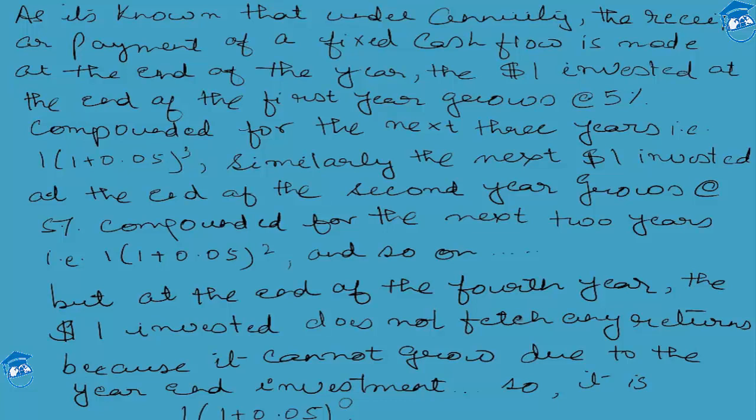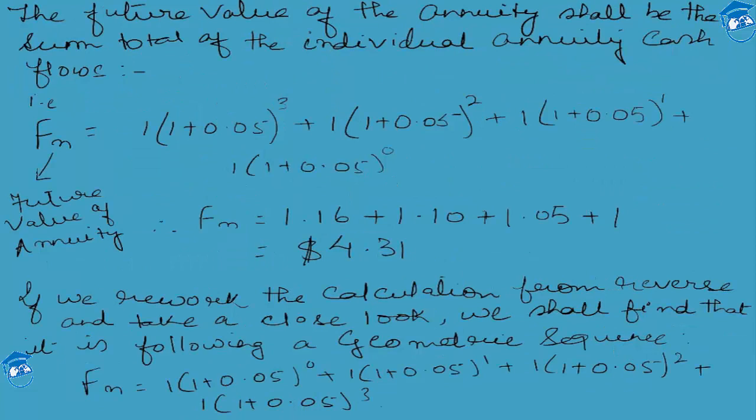But at the end of the fourth year, the $1 invested does not fetch any return because it cannot grow, since the investment has been made by the end of the fourth year. So it is being shown by 1 multiplied by 1 plus 0.05 to the power of 0. Now, as I just discussed, the future value of the annuity shall turn out to be the sum total of the future value of all the individual annuities.